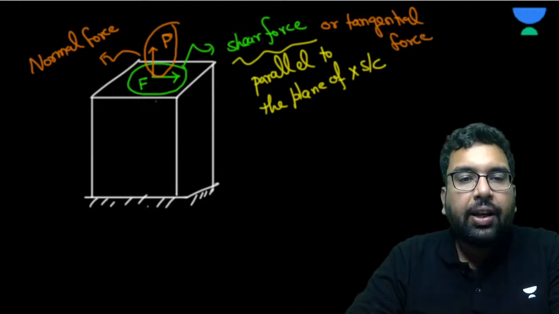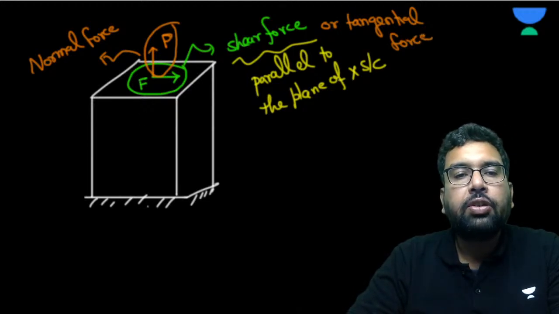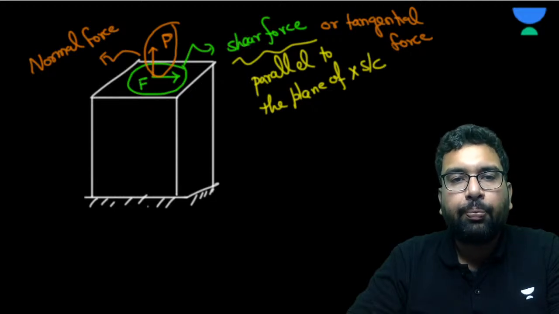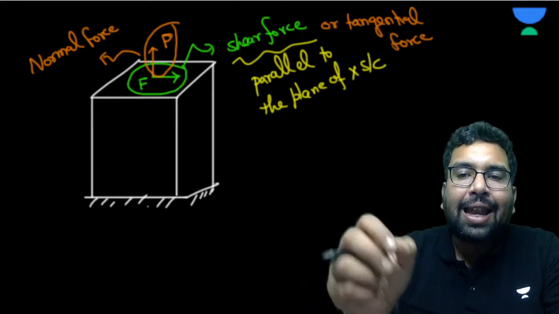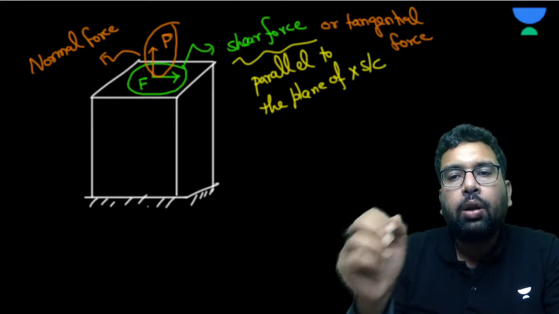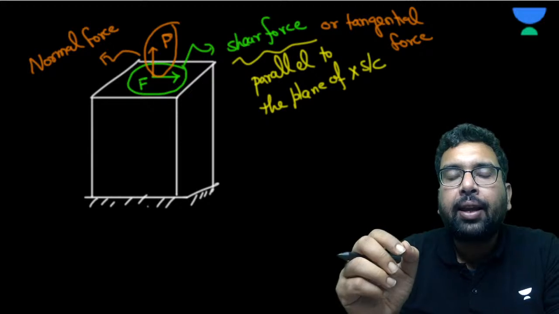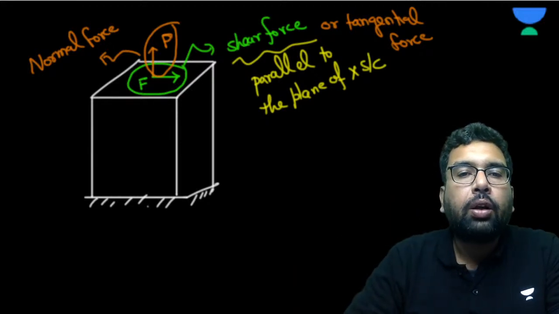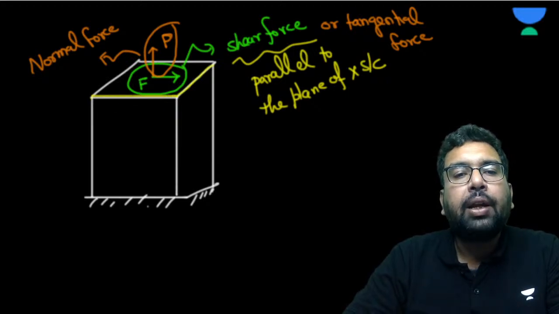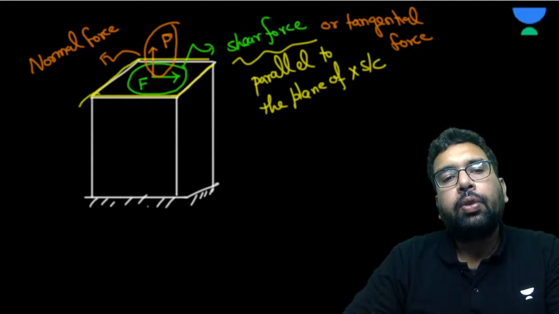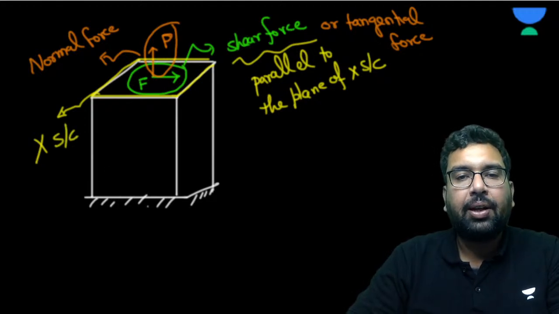So whenever we are writing shear force, tangential force, or anything like that, basically we are using the words shear, parallel, normal or tangential. We are taking it with respect to the plane of the cross section. So this is the plane of the cross section, right? This is what we call the cross section. This is cross and this is section. Okay, remember that.